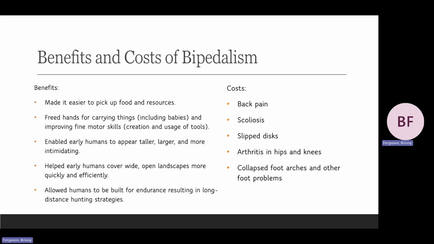And a lot of times in older skeletons, when we're looking at them, not only do you see arthritis, but you can actually see in a lot of the areas of the skeleton that are more mobile, so your hips and your knees, your shoulders, a lot of those areas actually end up rubbing down and rubbing away bone eventually, because you lose a lot of the cartilage in them as you get older. We also see more instances of scoliosis, as well as slipped disc in the back, and collapsed foot arches and other related foot problems.